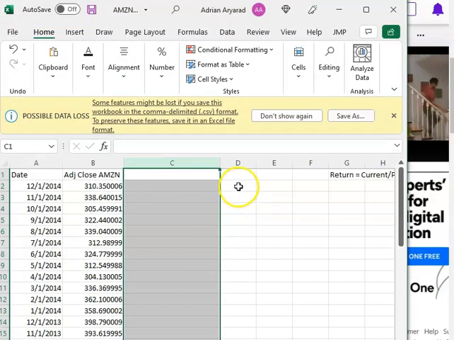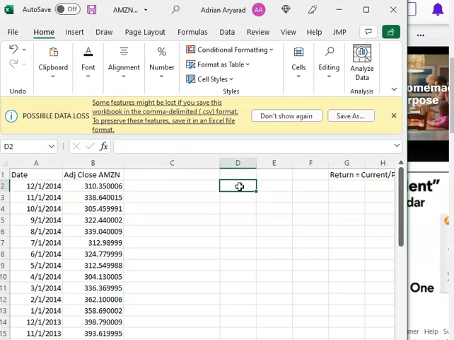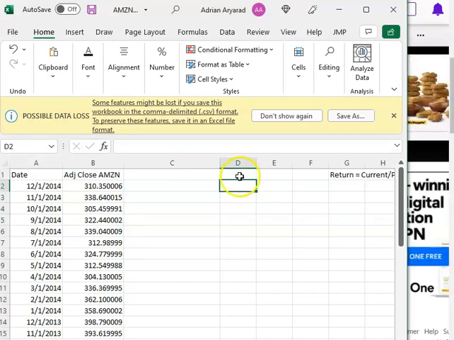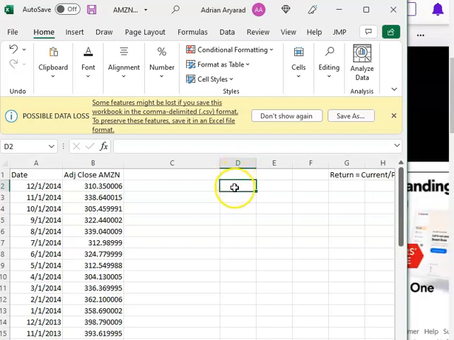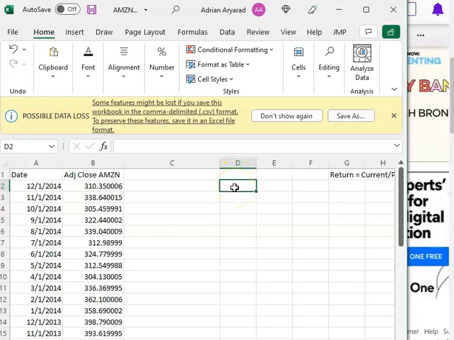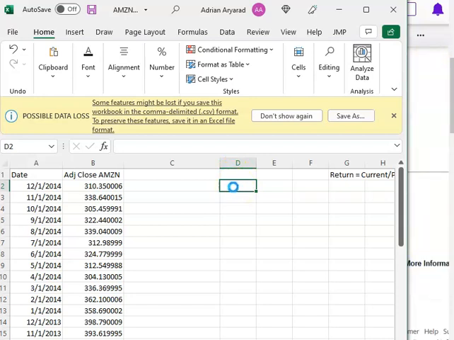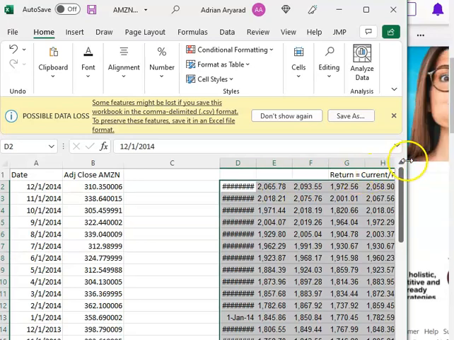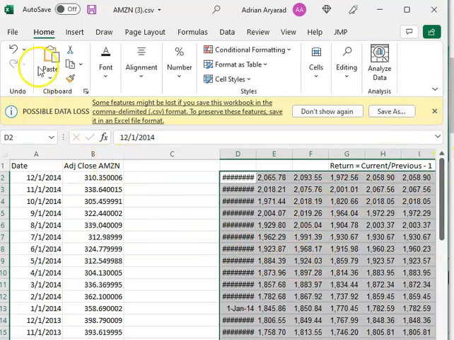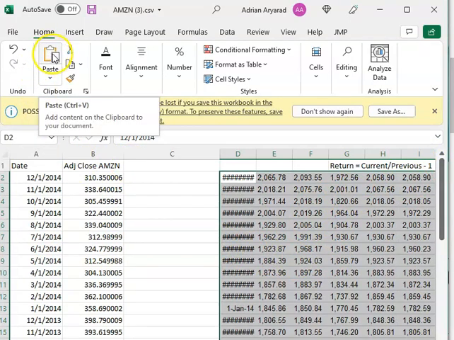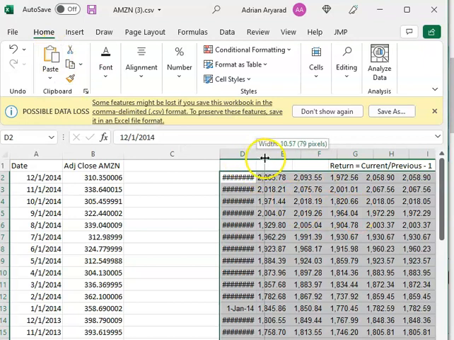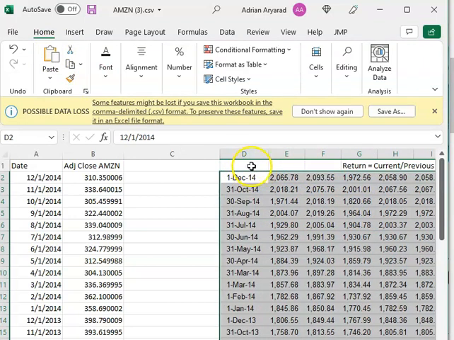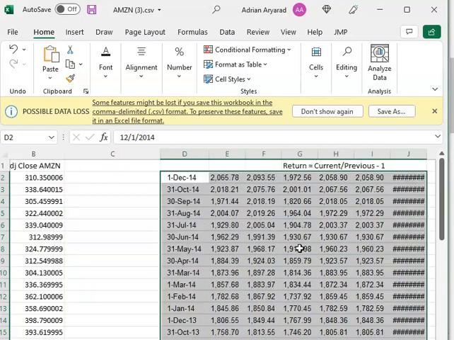I will paste it down here and adjust it later. The main reason is that on the first row I should have my labels, and then the numbers or data below. Paste with Ctrl V, or just click on paste, and it will all paste here. I don't need the date because I already have dates there. All I need is the adjusted close for this data.